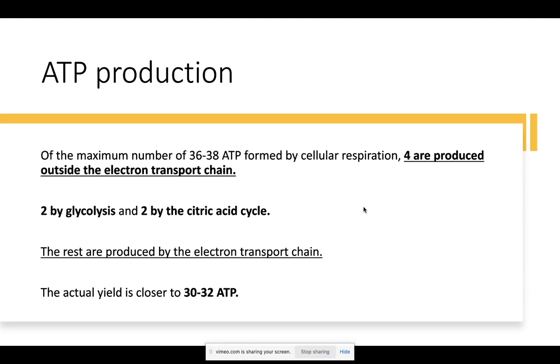So we see here that ATP production, right? We see that there's variable numbers. Again, I'll make it very apparent on the exam, but glycolysis produces 2 ATP molecules. The citric acid cycle produces 2 ATP molecules. We know that it produces 1 ATP per glucose molecule, but because there's 2 glucose molecules, it turns twice and it makes 2 ATP. And the rest are produced by the electron transport chain. So the yield's actually closer to 30 to 32.